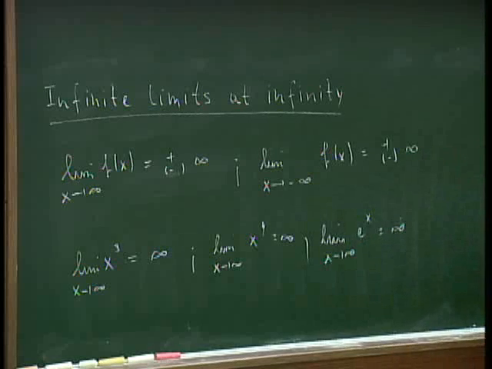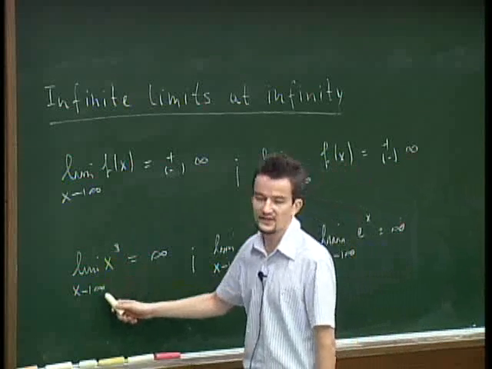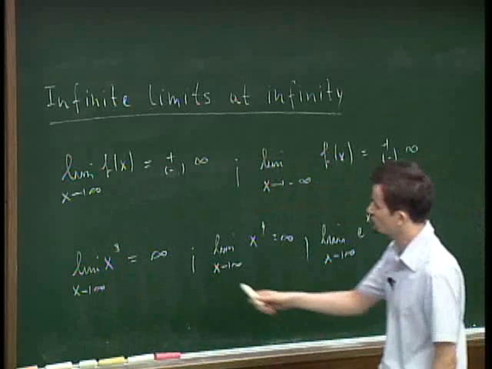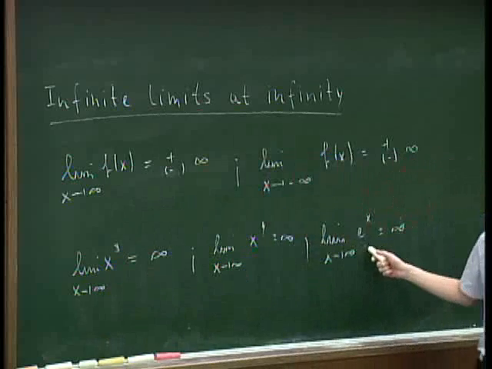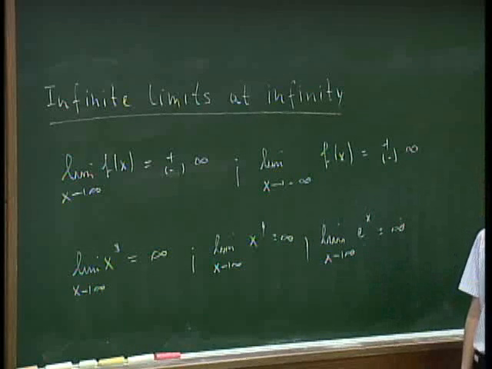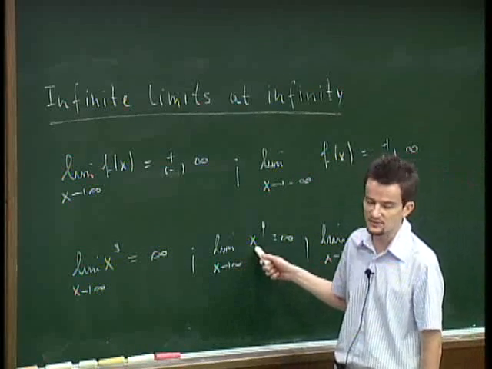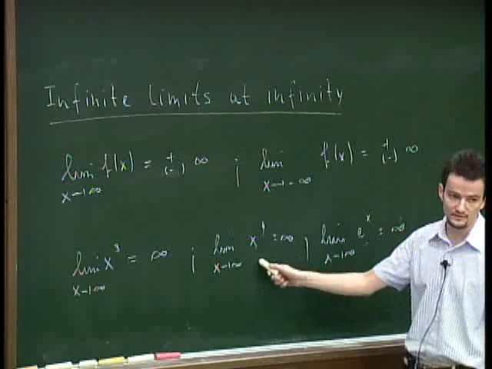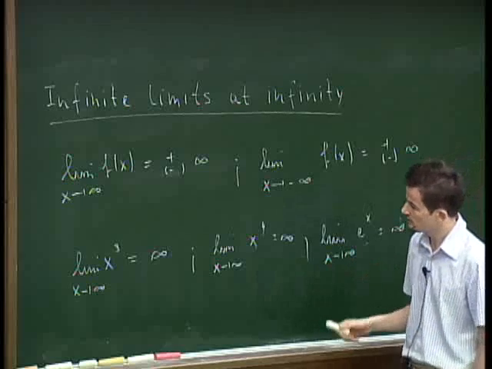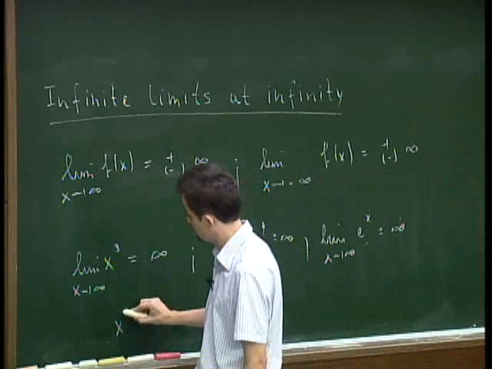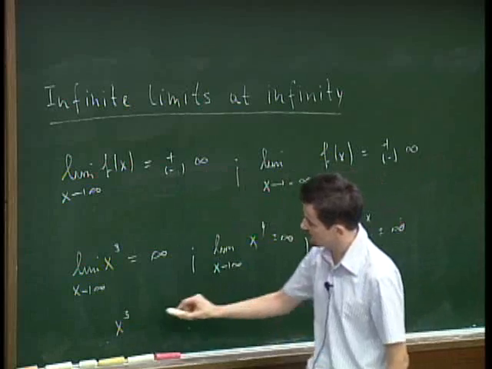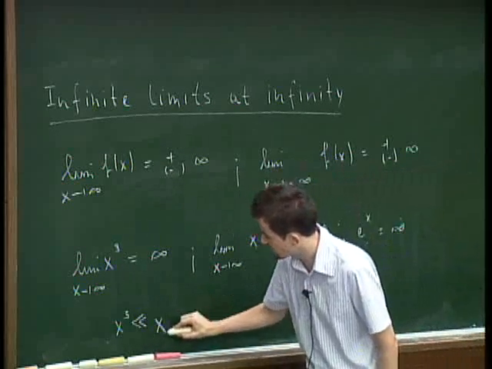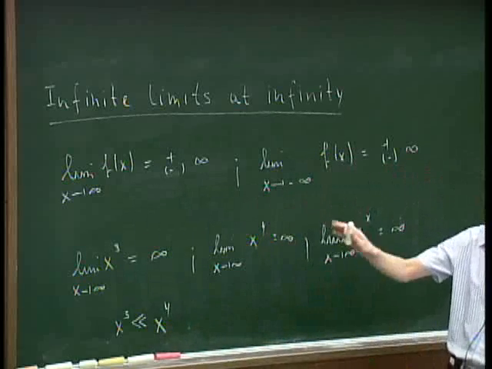But you see, this symbol doesn't say anything about the speed of growth. There is, of course, a difference between this function and this function as x is getting large. Namely, this function is growing to infinity much faster than this one, and this one is growing even faster than this one, and so on. Sometimes in mathematics we use this symbol here to say that this function is much, much smaller than this one as x tends to infinity.